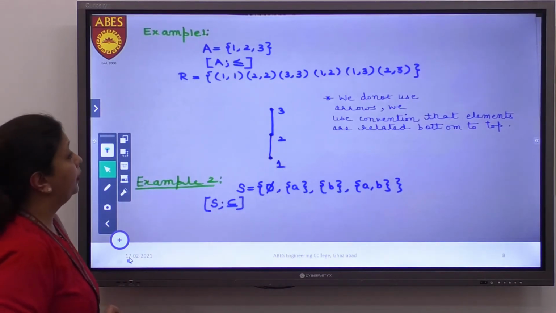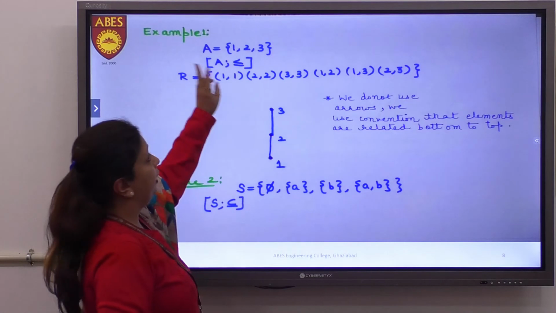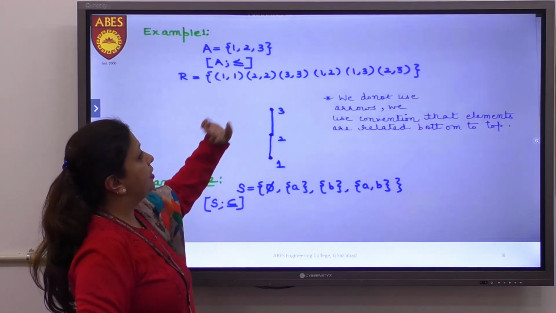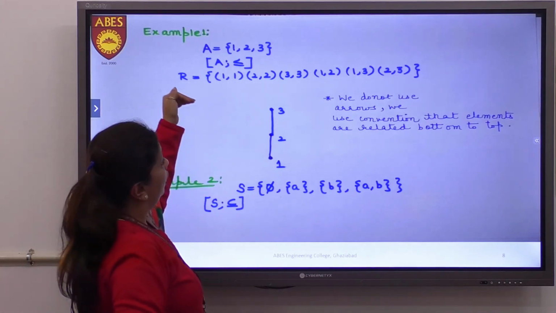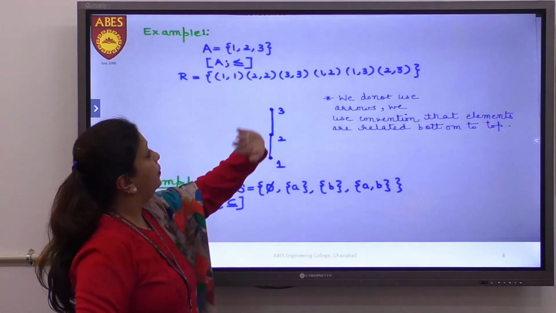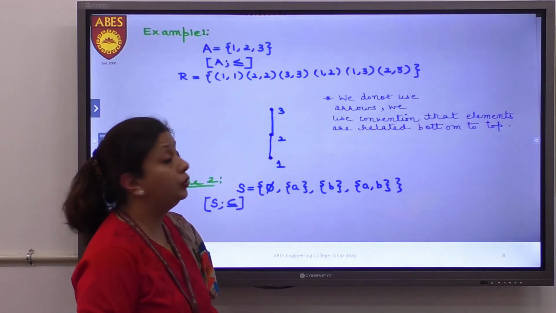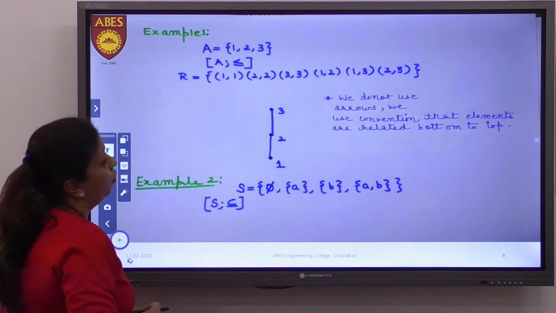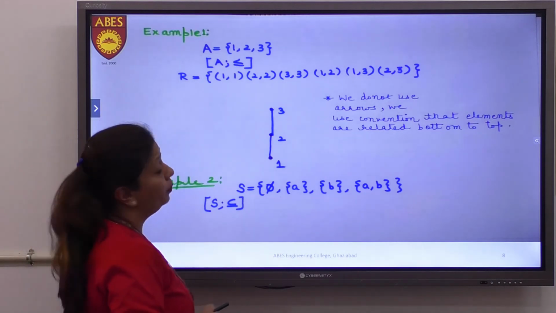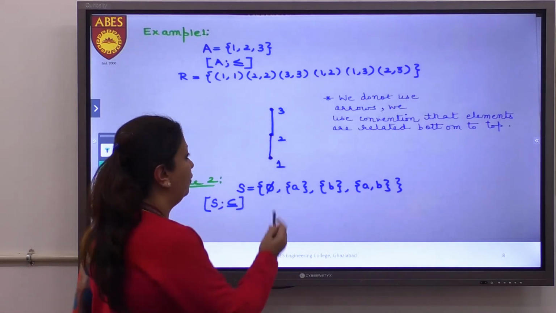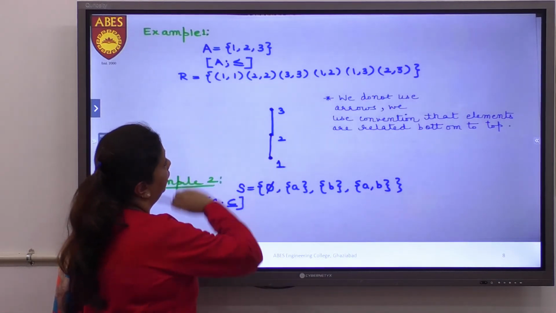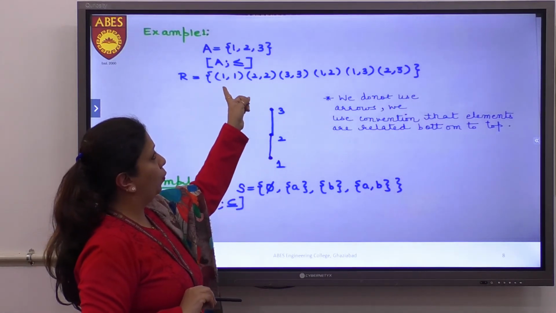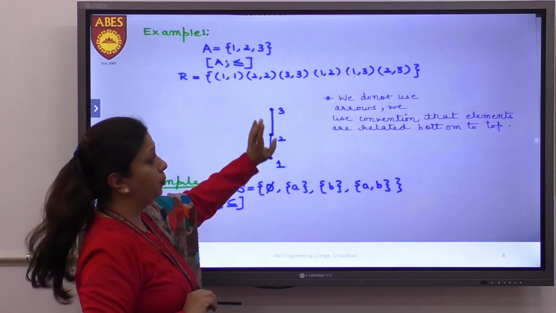So we will take an example. I have a set A with elements 1, 2 and 3. The relation is less than or equal to. For this relation we have the pairs (1,1), (2,2), (3,3), (1,2), (1,3) and (2,3). Now I want to draw the Poset diagram. How many elements do I have? I have 3 elements, so I have shown 3 elements, 1, 2 and 3. We are not going to show (1,1), (2,2), (3,3) because there won't be any loops.